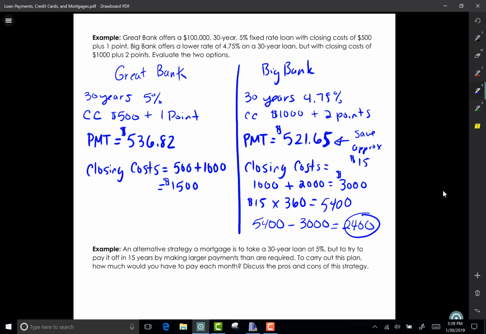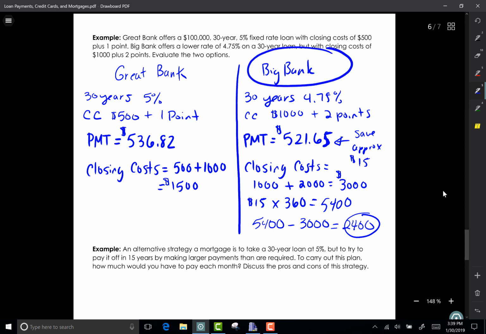But that's if you plan on staying at that house and you don't plan on remortgaging. If you don't plan on switching banks or moving, Big Bank would be the better option. However, if you anticipate moving and you don't plan on sticking out the entire loan, it might be better to pay the lower closing costs up front and pay a little bit more a month. So that's a decision that you would have to make based on your personal circumstances. But based on finances only, looking at the full 30 years, Big Bank would save you a little bit of money.